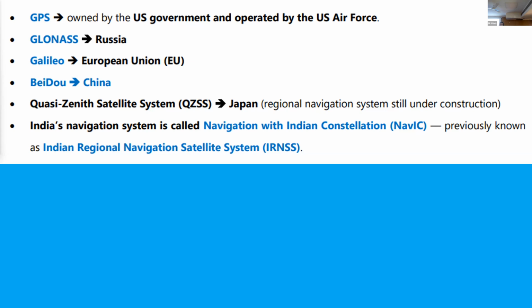Anyway, India's regional navigation satellite system is using 7 satellites. How many satellites? 7 satellites for the whole network. This will cover up to 1500 kilometers outside India's border. 1500 kilometers means, will it cover Beijing?